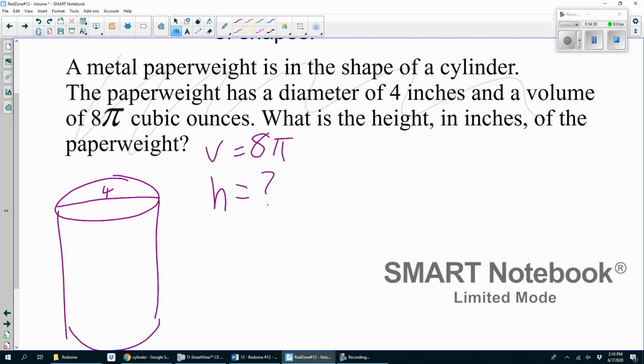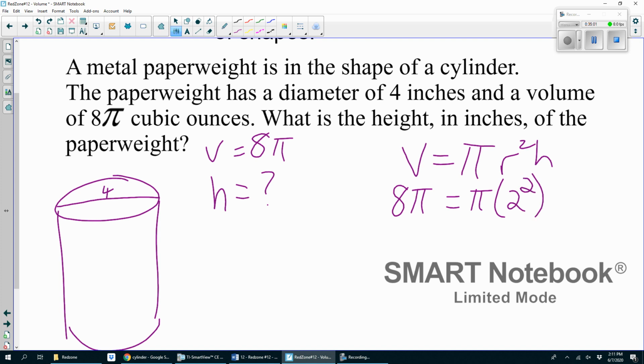Take the time now so that when you get to higher levels of math in 10th, 11th, 12th grade, and maybe even further into college or trade school or wherever you choose to go, you have these strategies in place. The volume formula of a cylinder is pi times radius squared times height. Fill in the missing information. Well, we know the volume is 8 pi. We know the radius is 2 because it's half the diameter, and we're looking for the h.